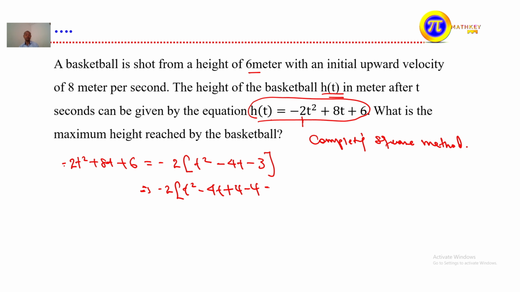Plus 4 minus 4 minus 3. This implies negative 2, and if we take this together, it becomes t minus 2, the whole square. Here, negative 4 minus 3 is negative 7.